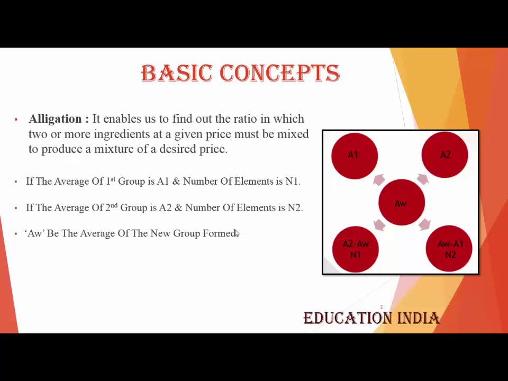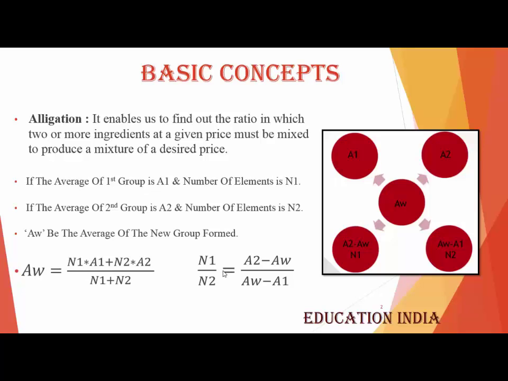So now there are just two situations. First, the ratio N1 and N2 in which the two ingredients should be mixed to produce a mixture will be given, and we need to calculate the weighted average of that mixture. Second is the case when we will be given the weighted average AW and we need to calculate at what ratio the ingredients should be mixed to produce that weighted average.